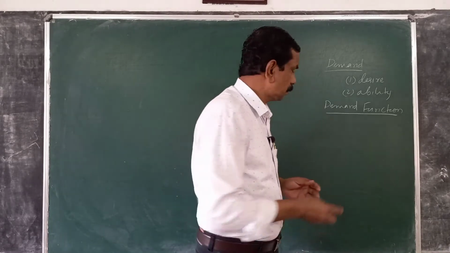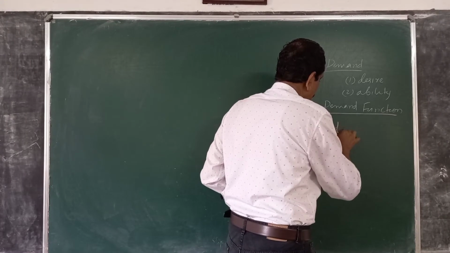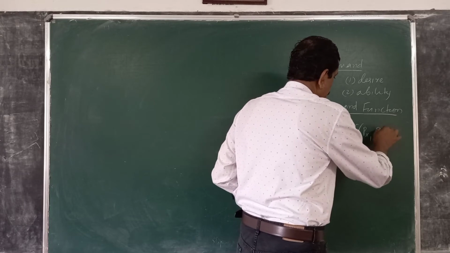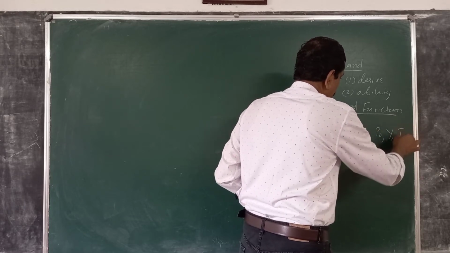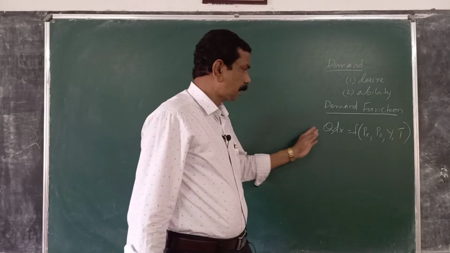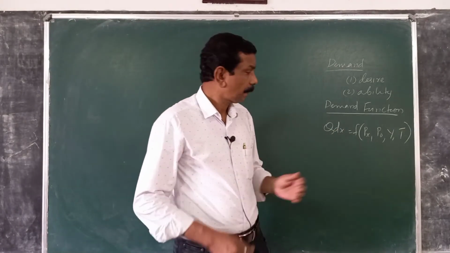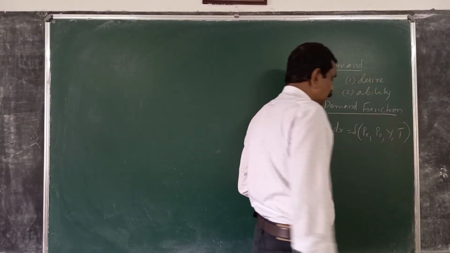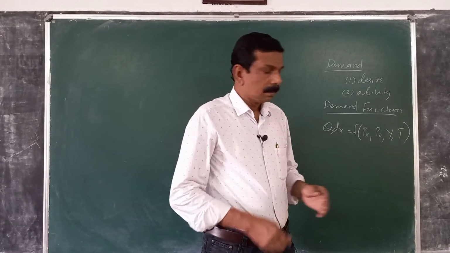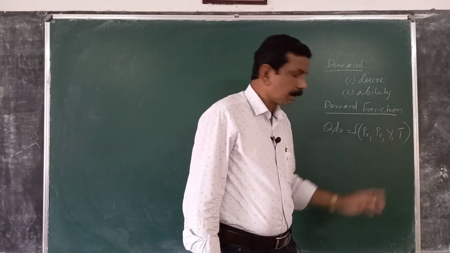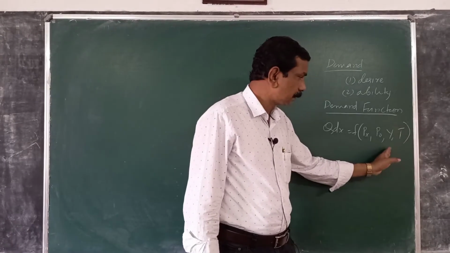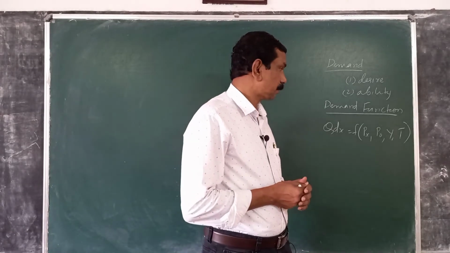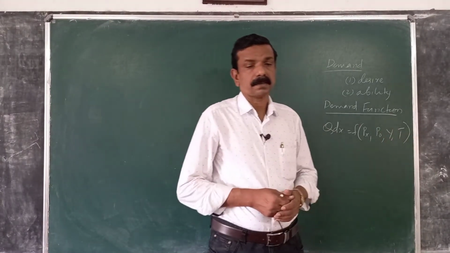Now, symbolically, we write demand function as Qdx = f(Px, P0, Y, T). Quantity demanded of commodity X is a function of price of X, prices of all the other commodities P0, that is substitutes and complements, income of the consumer Y, and tastes and preferences of the consumer T. This is the demand function.